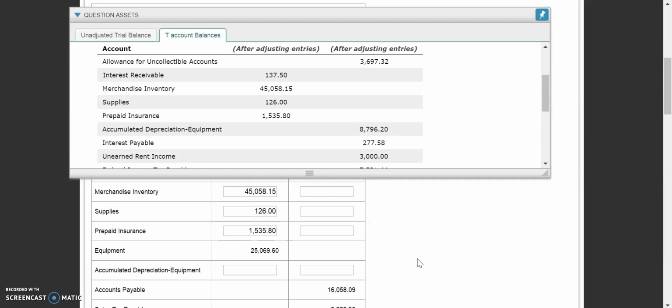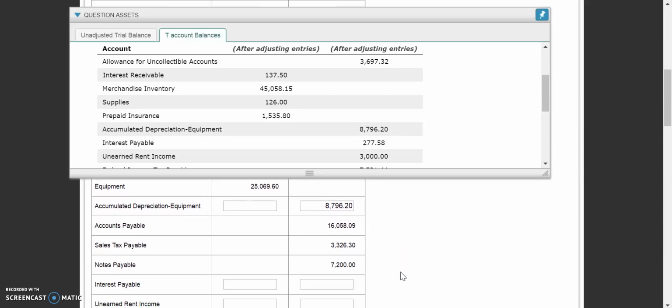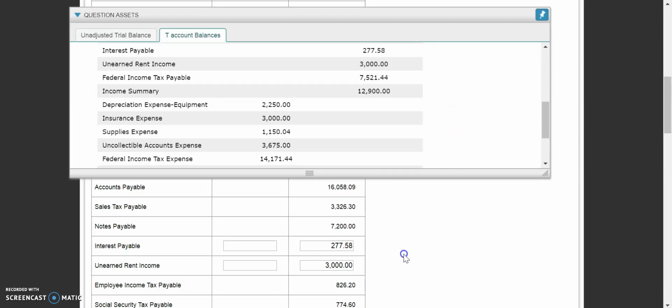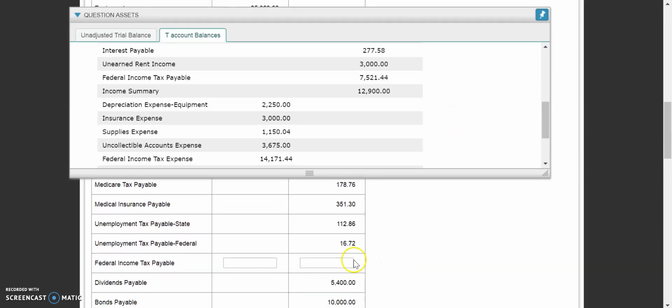And then we have accumulated depreciation, which has an updated balance of $8,796.20. Again, when you're doing this, make sure that you're getting them in the correct debit and credit columns, just so we don't get any errors that way. We also have an updated interest payable of $277.58 and unearned rent income of $3,000. Federal income tax payable has an updated balance of $7,521.44.